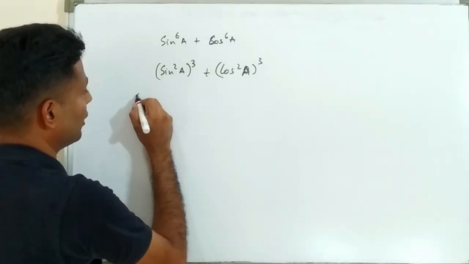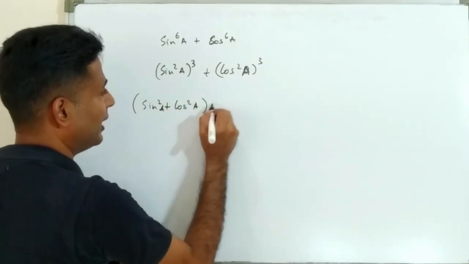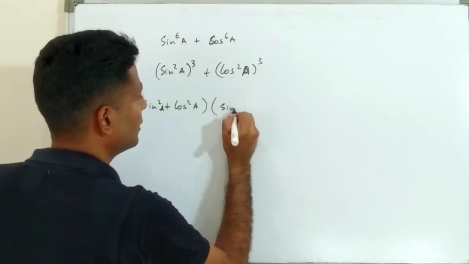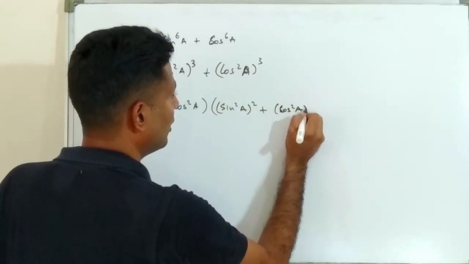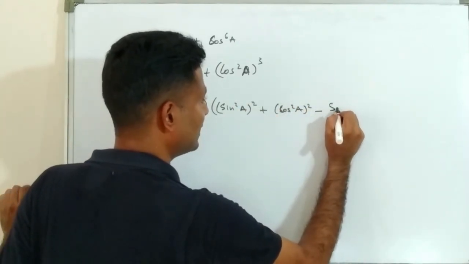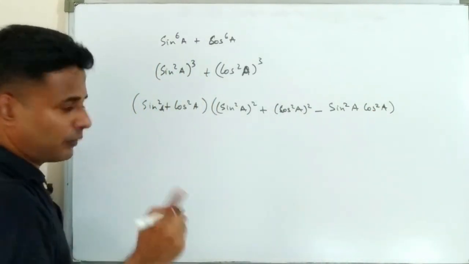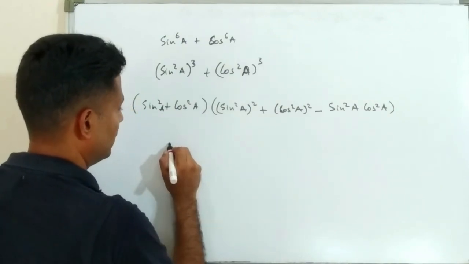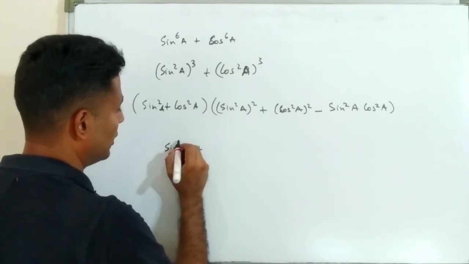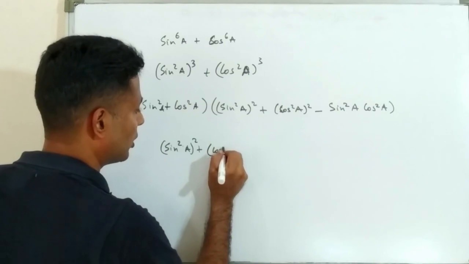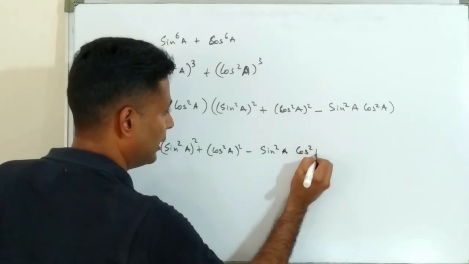A cube plus b cube can be written as a plus b, that is sin square a plus cos square a, into a square, that is sin square a whole square, plus b square, that is cos square a whole square, minus ab. So minus sin square a cos square a, right? Now sin square a plus cos square a is 1, and here I'll keep it like that only: sin square a whole square plus cos square a whole square minus sin square a cos square a.